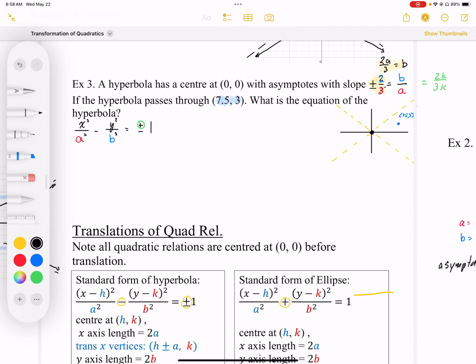So setting this up then, instead of a, we're going to use 3k, so it's going to look like this: x squared over a squared, which is going to be 3k, minus y squared over b squared, which we're going to replace with 2k, and that's going to be equal to, since this is trans x, positive 1. And now by substituting in the x and y coordinates, we're going to solve for k.